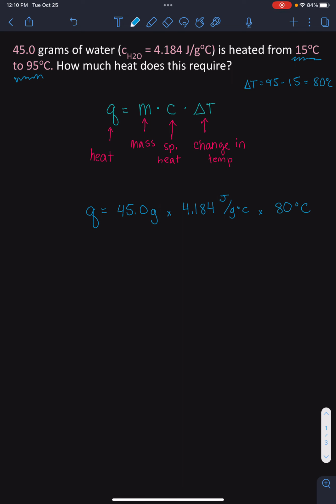Okay, so at this point, I just have to multiply these three numbers together. 45 times 4.184 times 80, and you get 15,062.4 joules. All right, that's how you solve this problem.